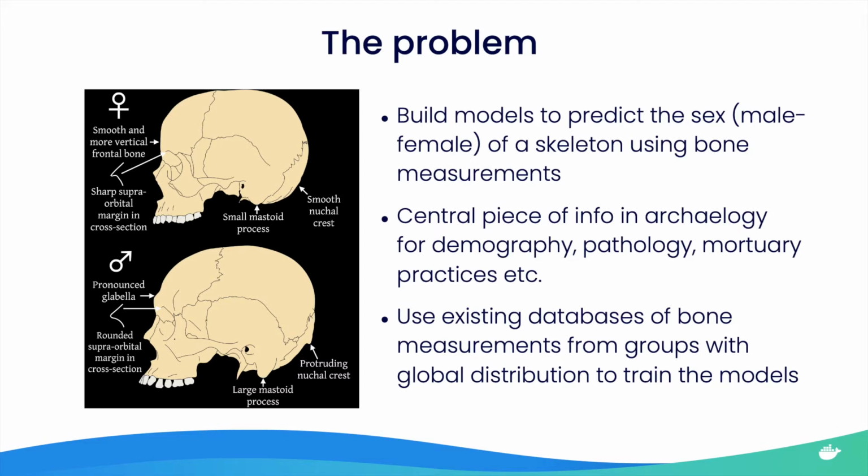So I already very briefly described the problem in the previous slide, but let me reiterate here. Our aim in this project was to build models that allow us to predict the sex, male or female, of adult skeletons using bone measurements. This is, as I said, a central piece of information for archaeology, and we use sex estimations for paleodemographic reconstructions, so when we need to know what is the relative representation of males and females in different cemeteries.